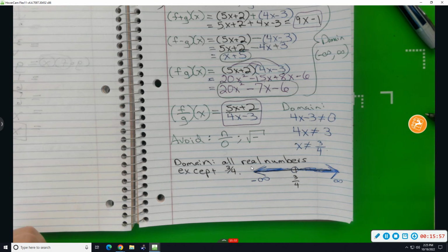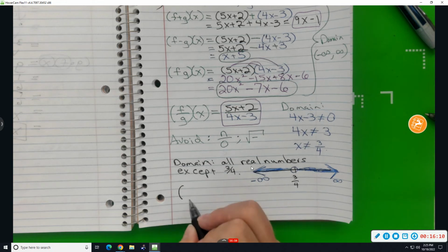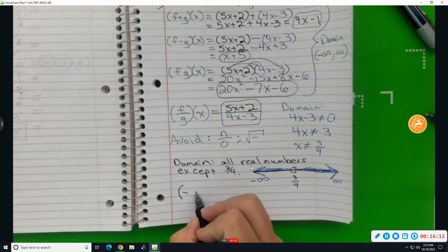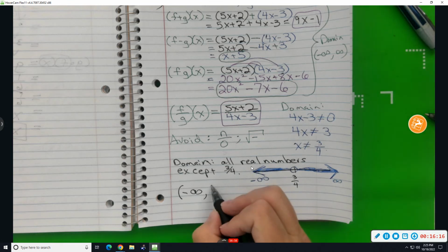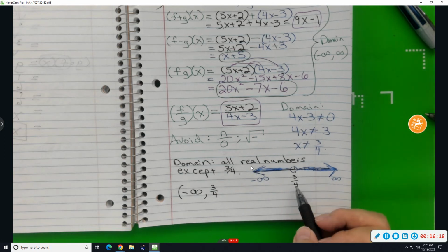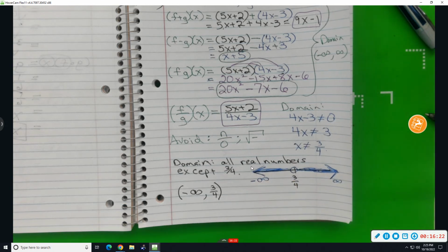So, how would we say that? Call out this left-hand interval the way you would if you were typing it in. What would you type first? A parenthesis, negative infinity, comma, 3/4, and you don't want to include 3/4. It has an open circle, so there's another parenthesis.